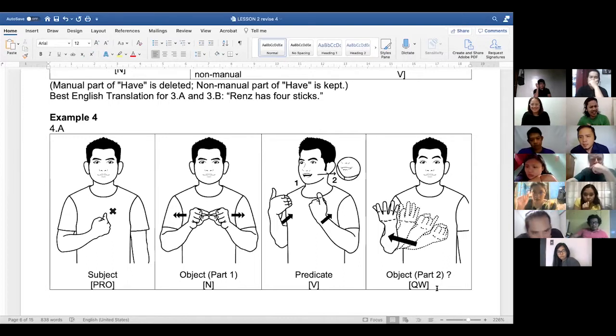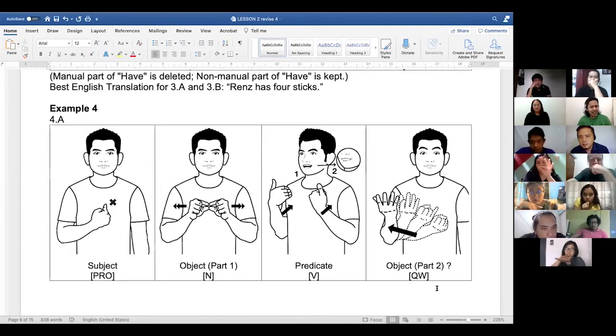3A has to be the same as 4A. 3B is the same as 4B, same thing. It has to be the same sentence. Not quite the same sentence.